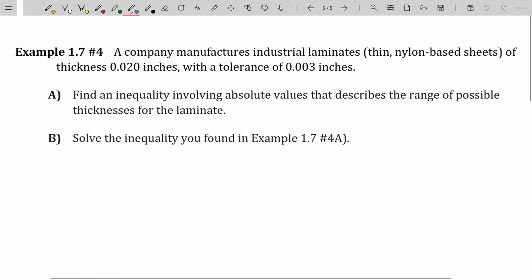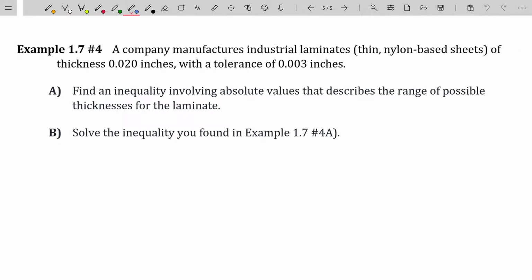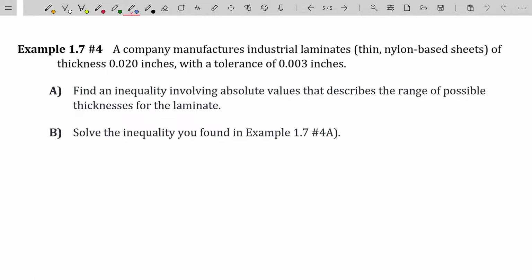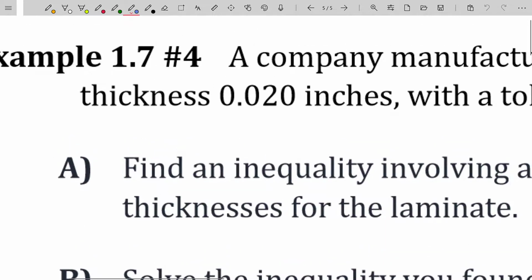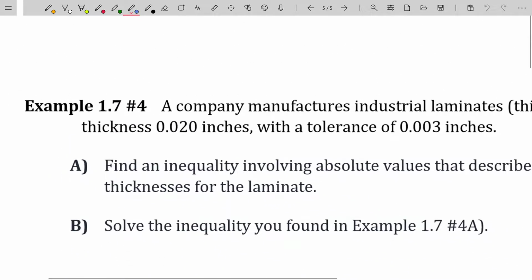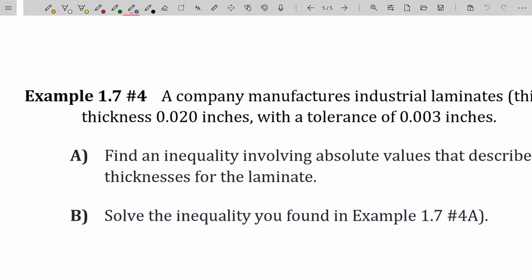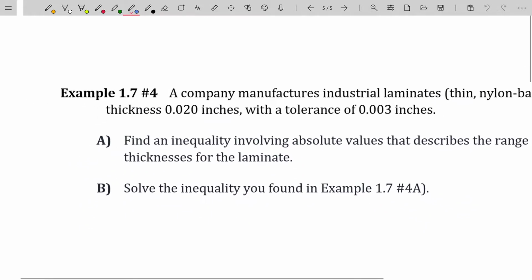A company manufactures industrial laminates, which are thin nylon-based sheets. You can think of this as maybe like a company produces sheet metal or aluminum foil or something like that. And they require the thickness to be 2/100ths of an inch, with a tolerance of 3/1000ths of an inch. Those two pieces of information are going to be so critical, I'm going to highlight them.